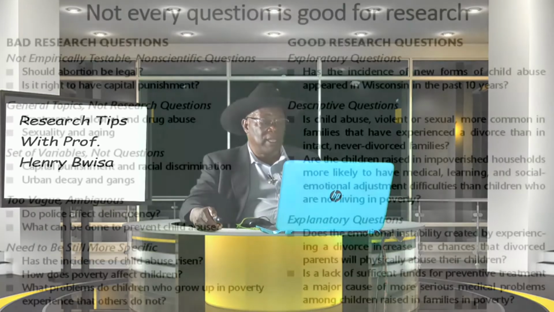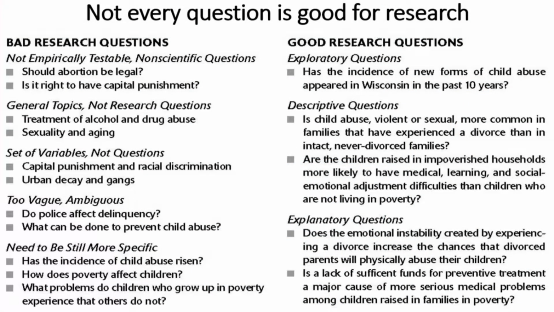Don't mind the foreign language or foreign name. You can replace it with Kenya, Nairobi if you want. Descriptive questions. Is child abuse, violent or sexual, more common in families that have experienced a divorce than in intact, never divorced families? Now, that's a good question, because you're going to compare families. Where is the problem more prone? And therefore, even when you come up with solutions, you address a certain target.